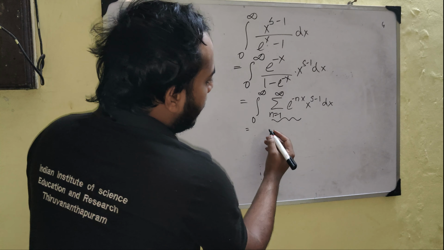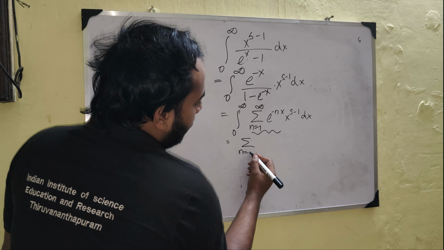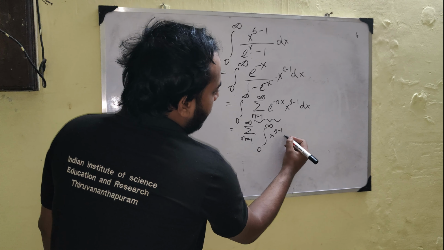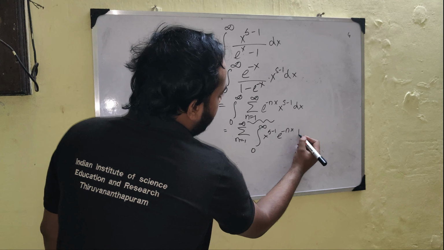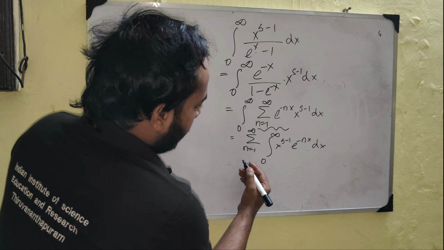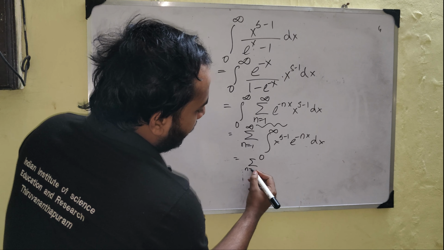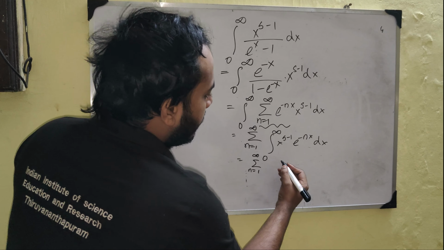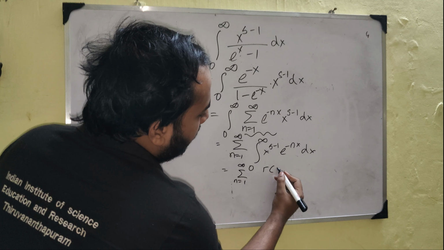And once we do that, you will see that we have n equals to 1 to infinity, 0 to infinity, x to the power s minus 1 into e to the power minus nx dx. I will leave this as an exercise for you to solve this integral, because this can be solved using the gamma functions which you have studied. You can see on the top right here, you can see the gamma function where I have explained everything. Now this will simply give you summation n equals to 1 to infinity. The x to the power s minus 1, that part will simply give you what? Gamma of s.